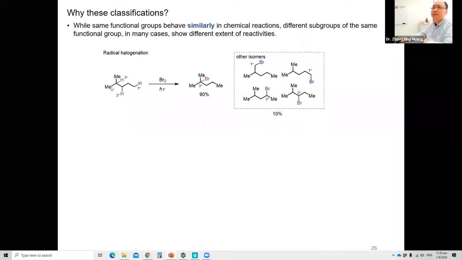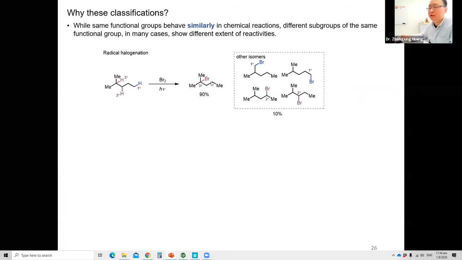If you react this compound, 2-methylpentane, with bromine under light conditions, you will get bromination products. One of the C-H bonds will be replaced by a C-Br bond. The majority of this reaction happens at the tertiary C-H bond here.